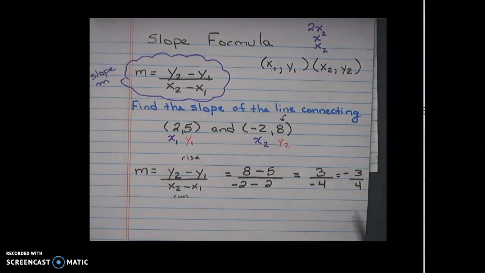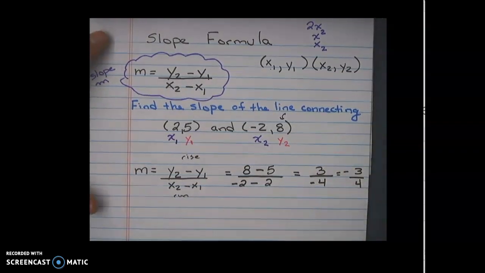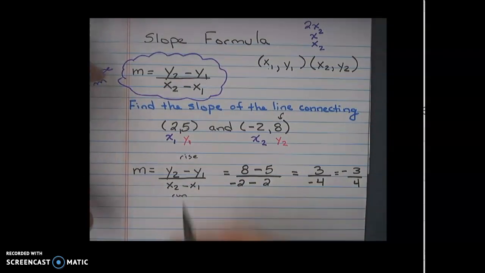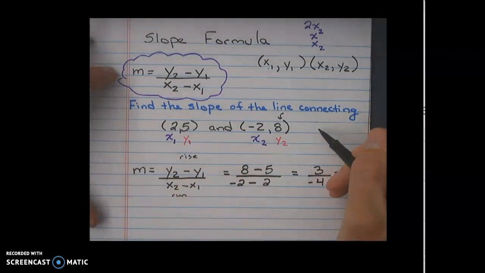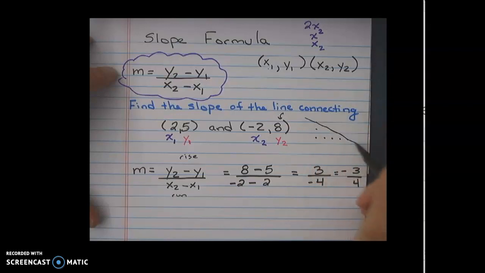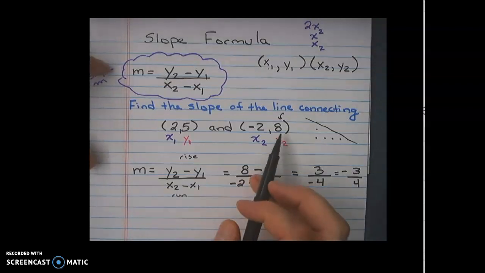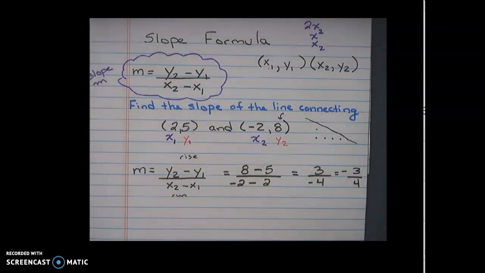Which is what we saw in the picture. It went down 3 and over 4. So we can use a slope formula so we don't have to draw the picture of it. We don't have to draw it out and then go, it went down 1, 2, 3, over 1, 2, 3, 4. We don't have to draw it. Instead, we could just use the math to figure out the rise over the run. And we can just go from there.